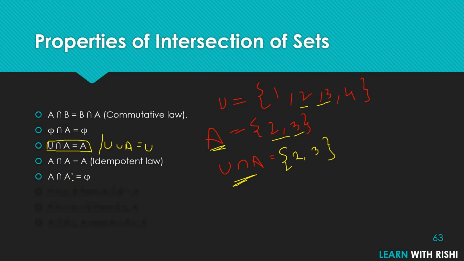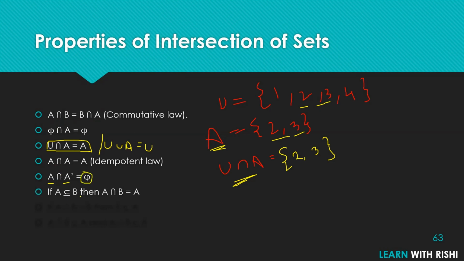A intersection A complement is equal to null set. In union of two sets, we have seen that A union A complement is universal set, because we have to include all the elements in A as well as in A complement. Here we have intersection. Now in A and A complement, there are no common elements present. A complement is such elements which are not present in A. So there will be no common elements present in A and A complement. So we are going to get an empty set here.